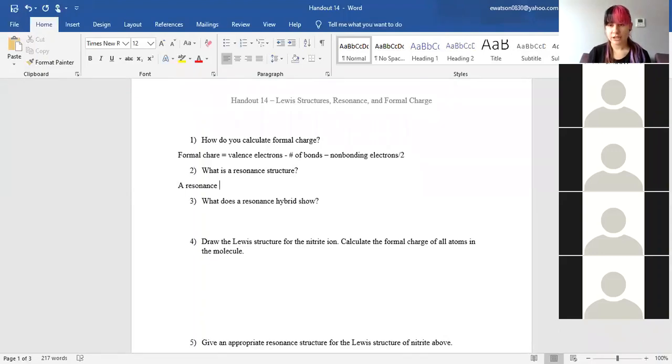Because if you remember when we drew nitrite, right? Yeah, nitrite out, I asked you what is another way you can draw this, and we just put the double bond on the other side. So that's exactly what it is.